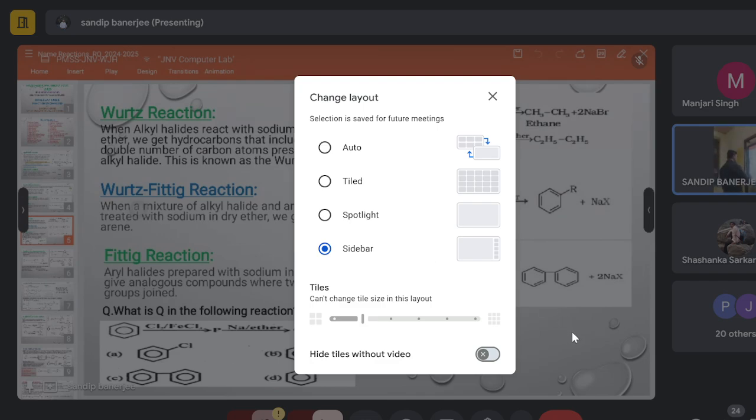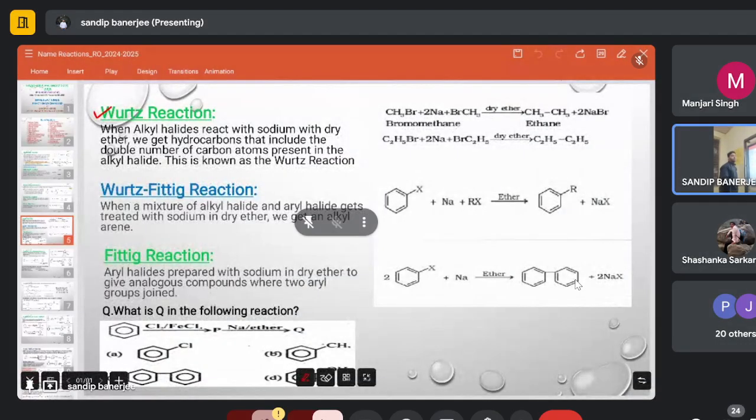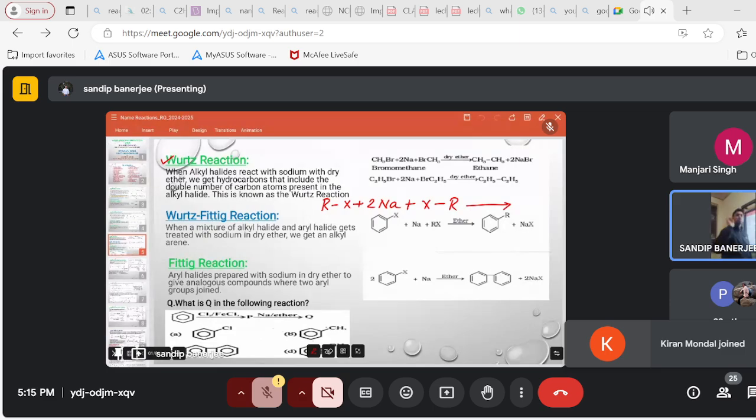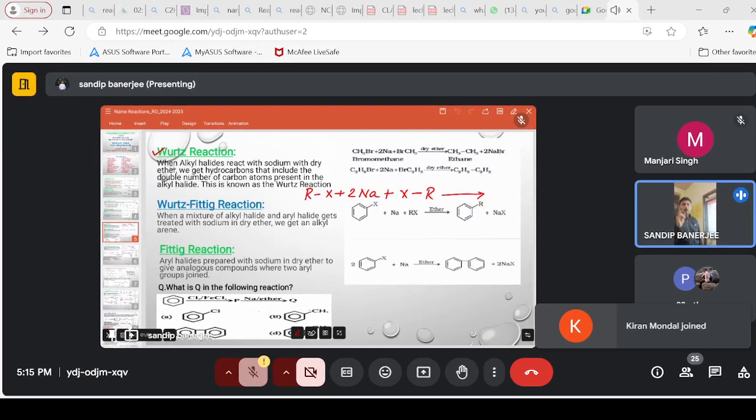So for the first one, the Wurtz reaction, the substrate is nothing but your alkyl halide. Whenever this alkyl halide, two molecules of RX, is taken with metal sodium, obviously you have to take a non-polar, aprotic solvent, and that is why dry ether is the best choice.